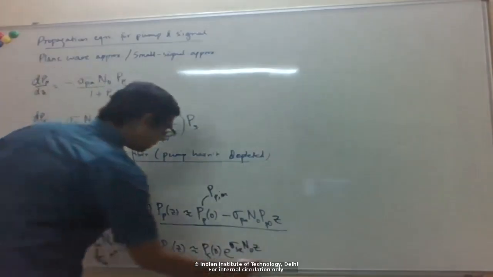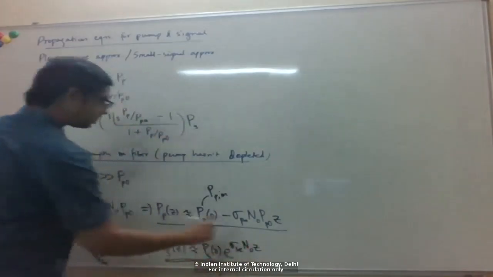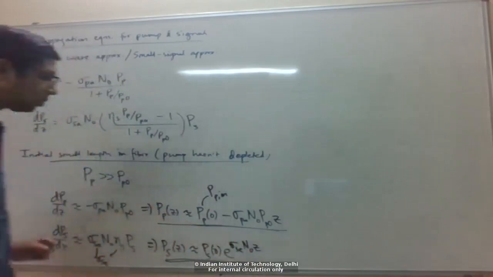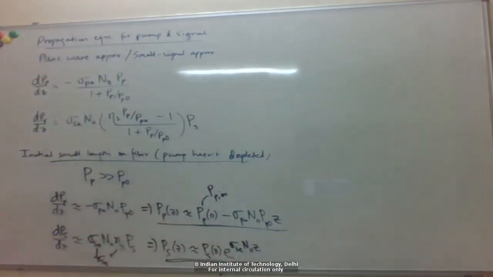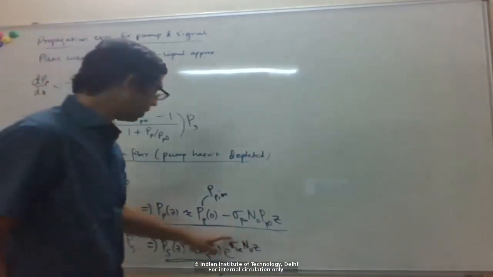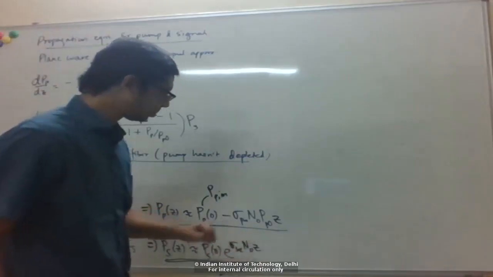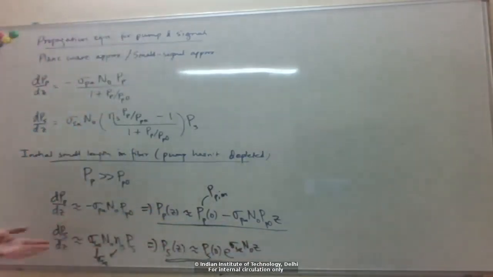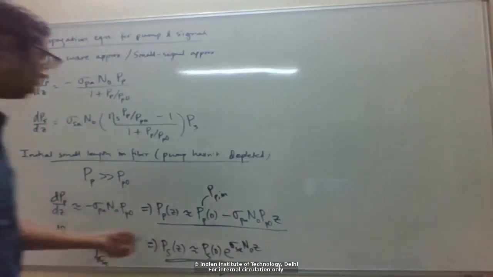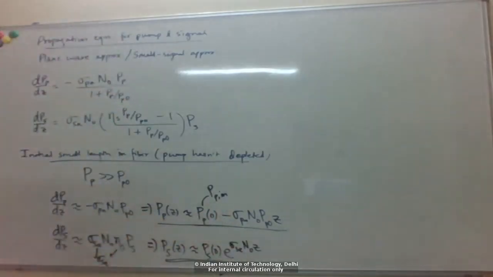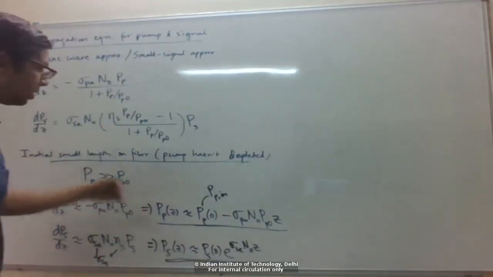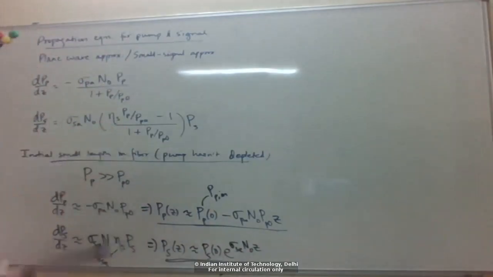So the signal is experiencing exponential gain with length in the initial part of the fiber. And the gain is proportional to this emission cross section and the doping concentration of the erbium. Makes sense? The higher the doping, the higher the gain. So that's the behavior along the initial part of the fiber.